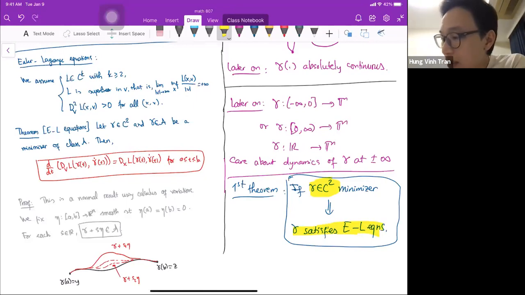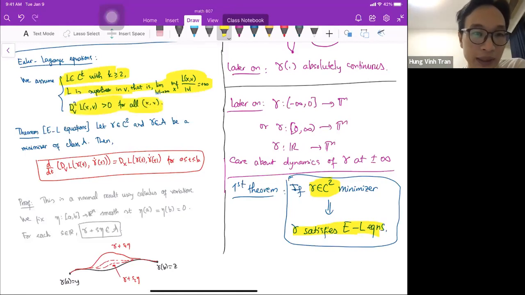So the set of assumptions is pretty much what we ended with last time. You assume that L is C^k, L is superlinear in v, and convex, locally uniformly convex in v as well. That's pretty much the set of assumptions that we would like to have.